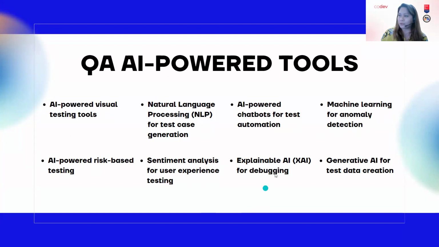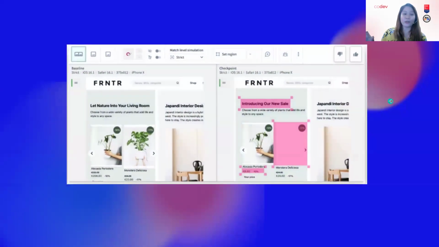Of course, most of you are familiar with traditional testing tools. The ones that I'm showing you are QA AI powered tools. You're free to take a screenshot if you want to know more about these. The most beginner friendly among these is the AI powered visual testing tool. So I'll show you. It looks like this. We have a baseline, which is the UI of the design product, and we will upload the recently deployed UI.